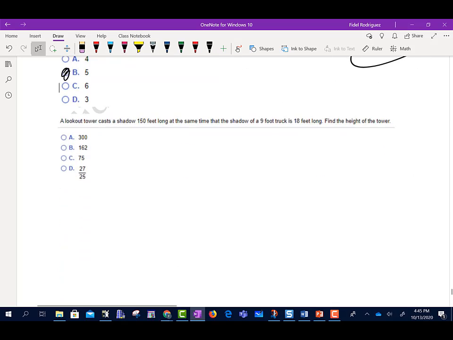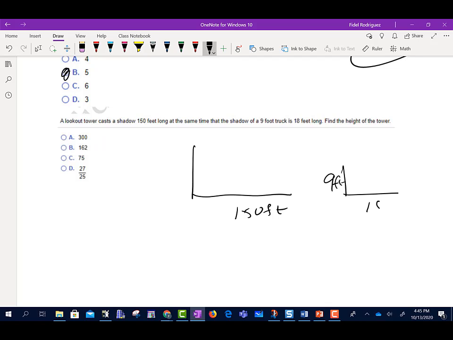And here we go. Here's the last problem. It says a lookout tower, here's my tower, casts a shadow that's 150 feet long. And then we have a truck that is 9 feet tall, and its shadow is 18 feet long. We want to find the height of the tower. So x over 150 equals 9 over 18.